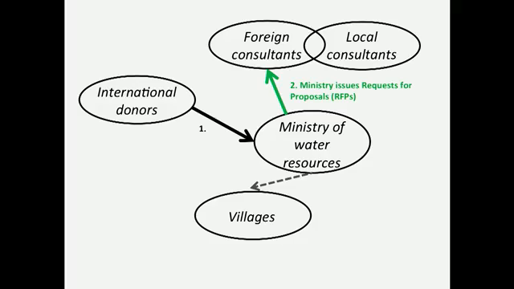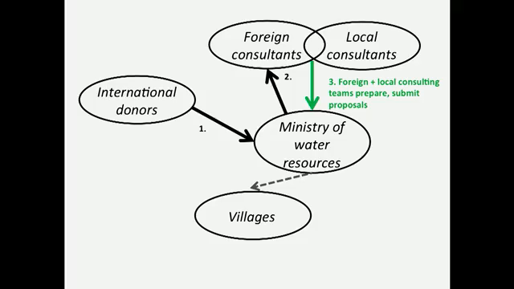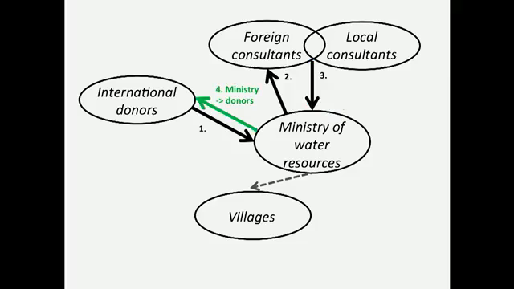The foreign consultants get the RFP. Step 3. The foreign consultants team up with a team of local consultants to prepare a joint bid. They submit proposals to the Ministry of Water Resources. In Step 4, the ministry and the international donor evaluate the bids and select their preferred consulting team. At this step, local consultants might attempt to influence the selection process at the Ministry of Water Resources.